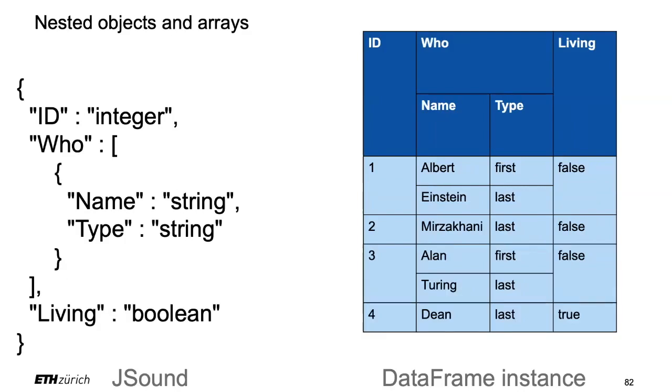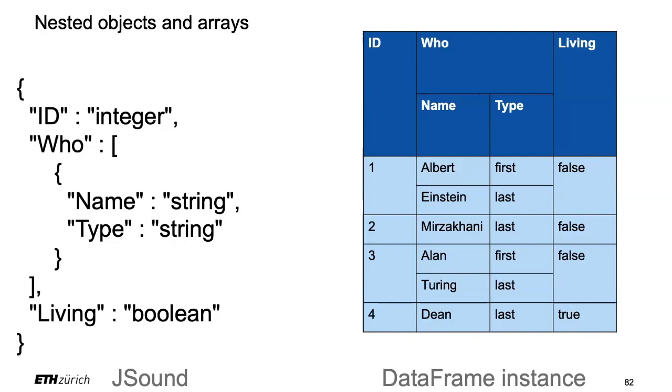Now, let's have both arrays and objects. So now I have a schema that says that I have an array of objects, but not an array of any objects, an array of objects that all look the same, an array of objects that all have a key name that is a string and type that is a string. So now this is how I can draw it. This is even more generic than before.